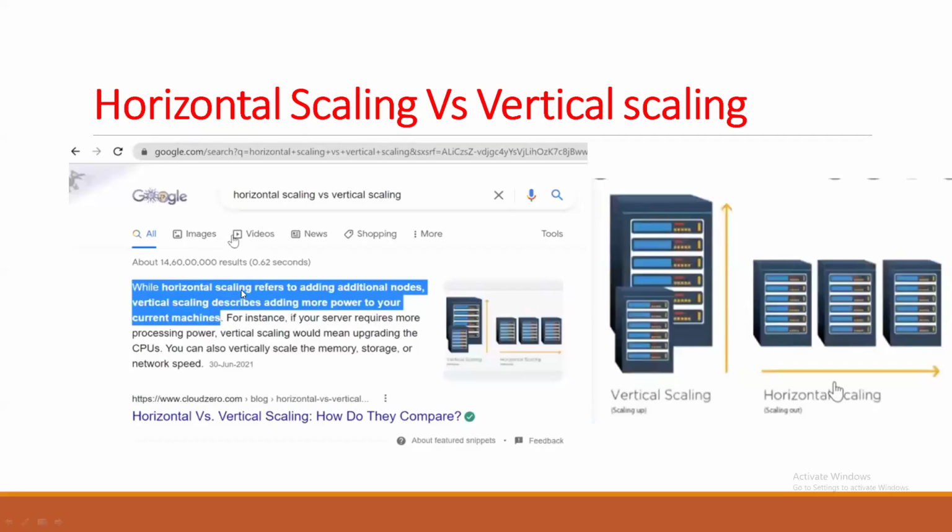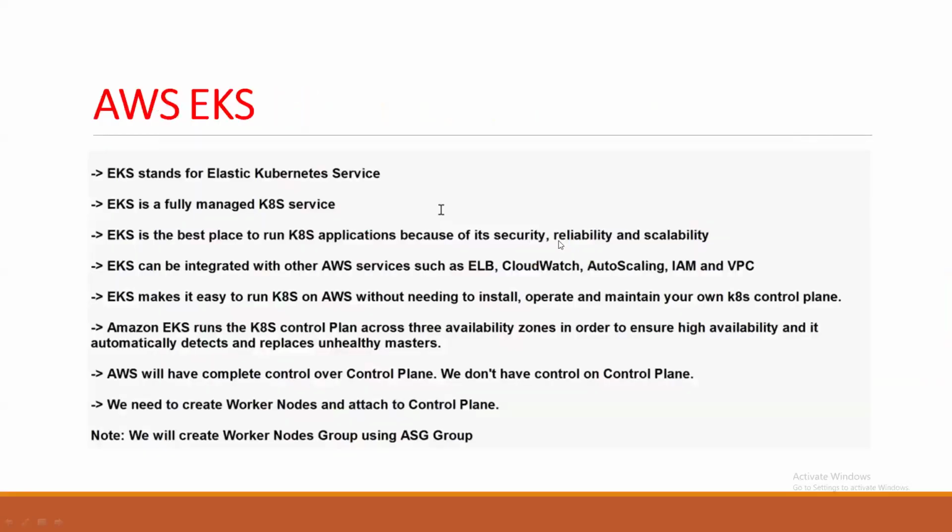Horizontal scale refers to adding additional nodes, while vertical scale describes adding more power to your current machine, so more configuration. But in the horizontal scale, it adds the instances. Understood?